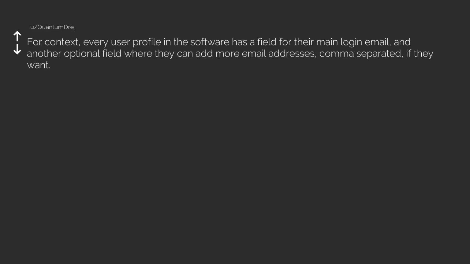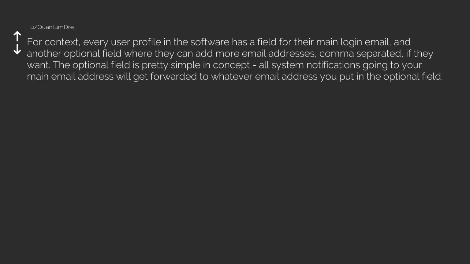Next. For context, every user profile in the software has a field for their main login email, and another optional field where they can add more email addresses, separated, if they want. The optional field is pretty simple in concept. All system notifications going to your main email address will get forwarded to whatever email address you put in the optional field. And surprisingly, people get stupid about this.